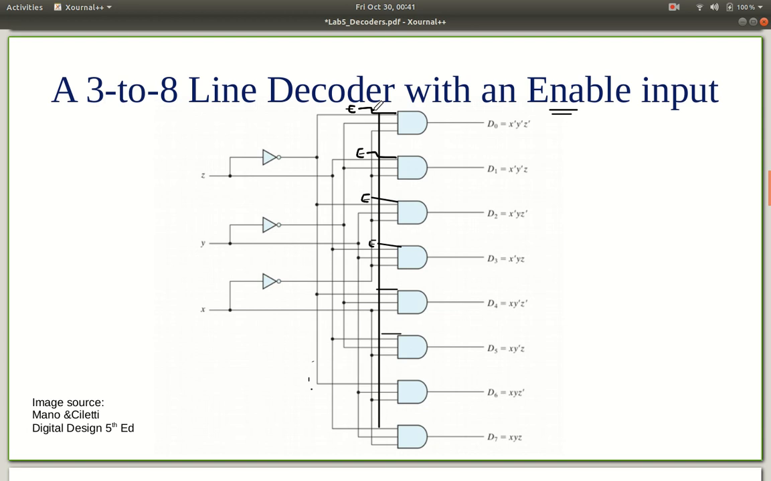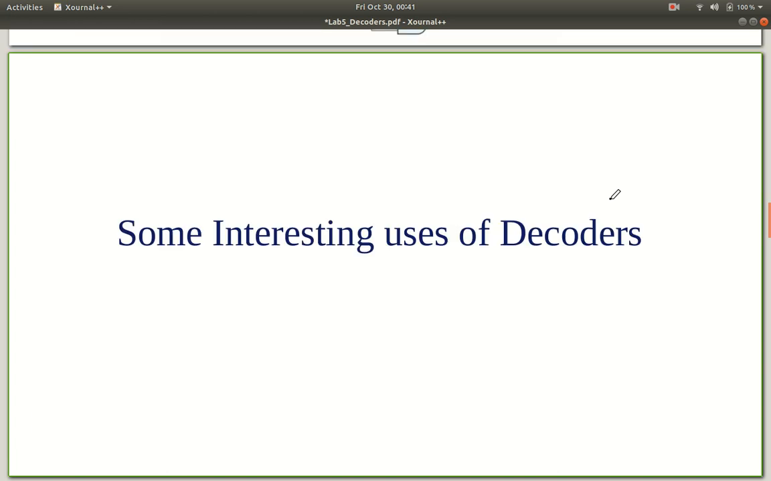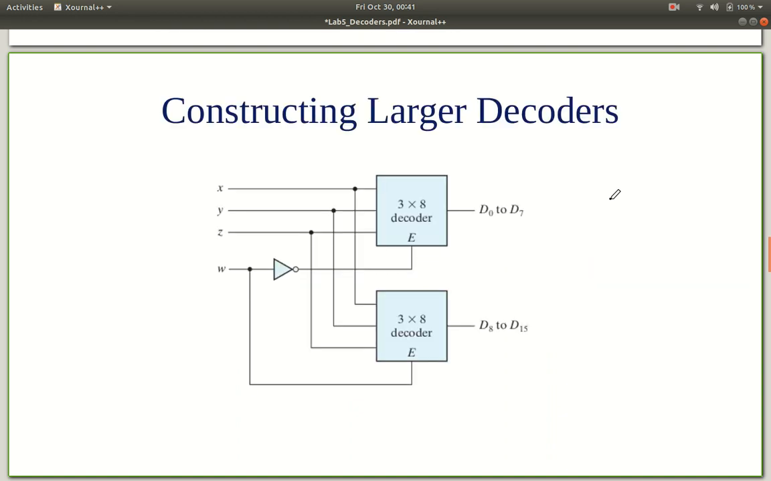So when enable is 0, then all of the outputs are 0, and when enable is 1, then only that output is high which corresponds to the current input combination. Such a decoder with an enable input is very useful. It's a useful building block for a lot of combinational circuits. So we'll see how. Let's see some interesting uses of decoders. The first use is to build larger decoders.